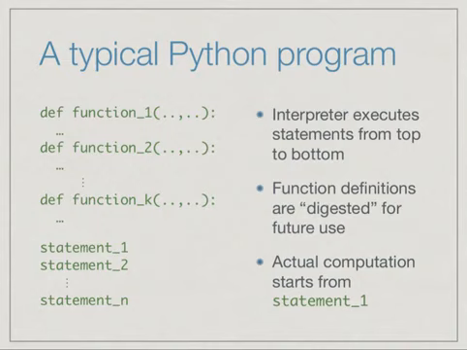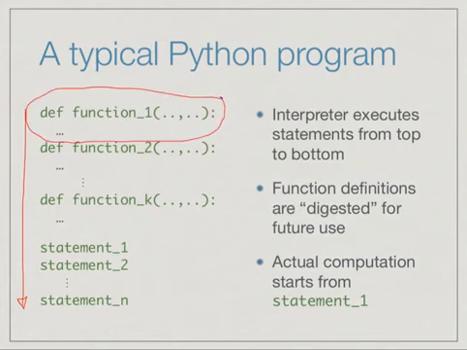Remember, we said that a typical Python program will have a collection of function definitions followed by a bunch of statements. So in general, the Python interpreter will read whatever we give it from top to bottom. When it sees a definition of a function, it will digest it but not execute it. We will look at function definitions in more detail very soon. And when we come to something which is not a definition, then Python will try to execute it.